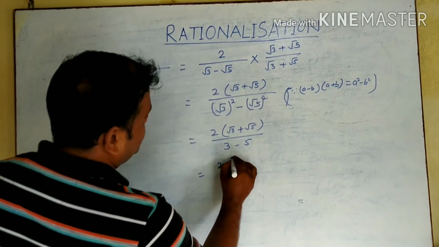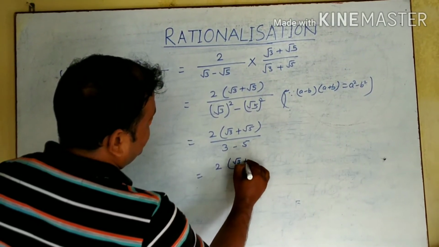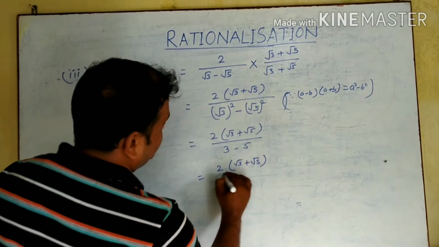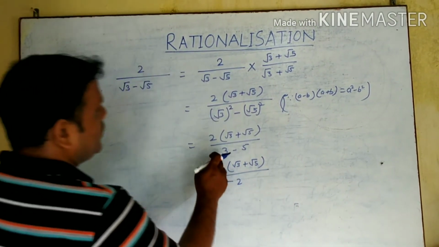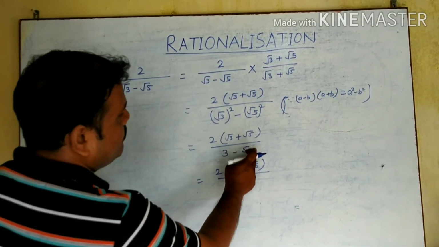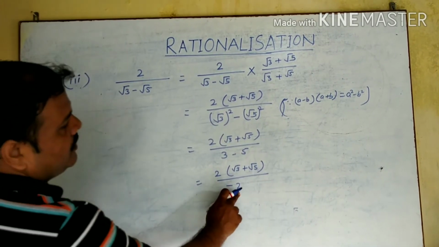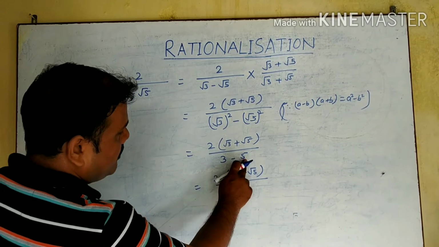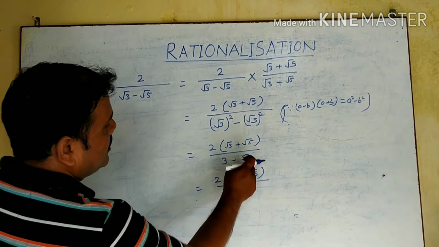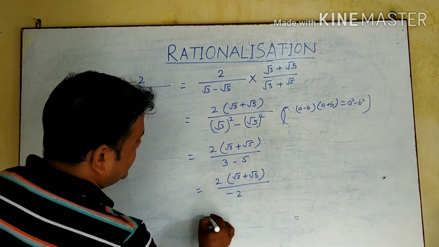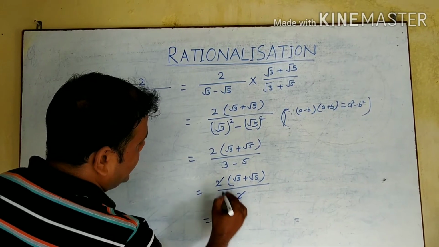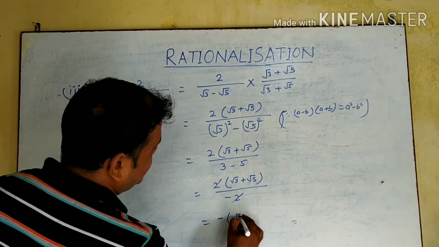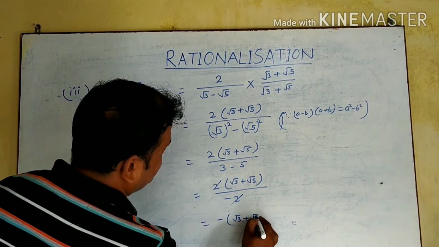So 2 under root 3 plus under root 5 by minus 2. See, this number is smaller and this one is bigger, so you have to subtract here. You will get 2, and here the sign is plus for root 3, and for root 5 it is minus, so the sign will be of the greater digit. Now 2 and 2 will cancel, negative sign will come: negative under root 3 plus under root 5.